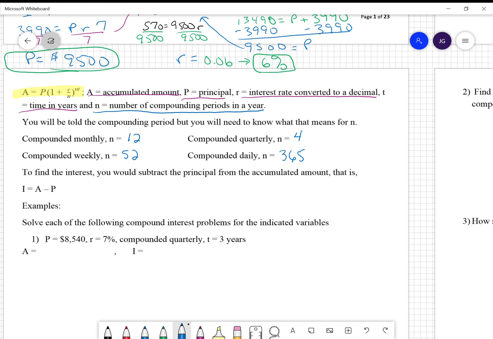So our formula gives us amount, not interest. To find interest, you take interest equals A minus P. It's really the same formula we had before. A equals P plus I, only solved for I. So don't think of it as a separate formula, just think of it as the same formula solved for a different variable.